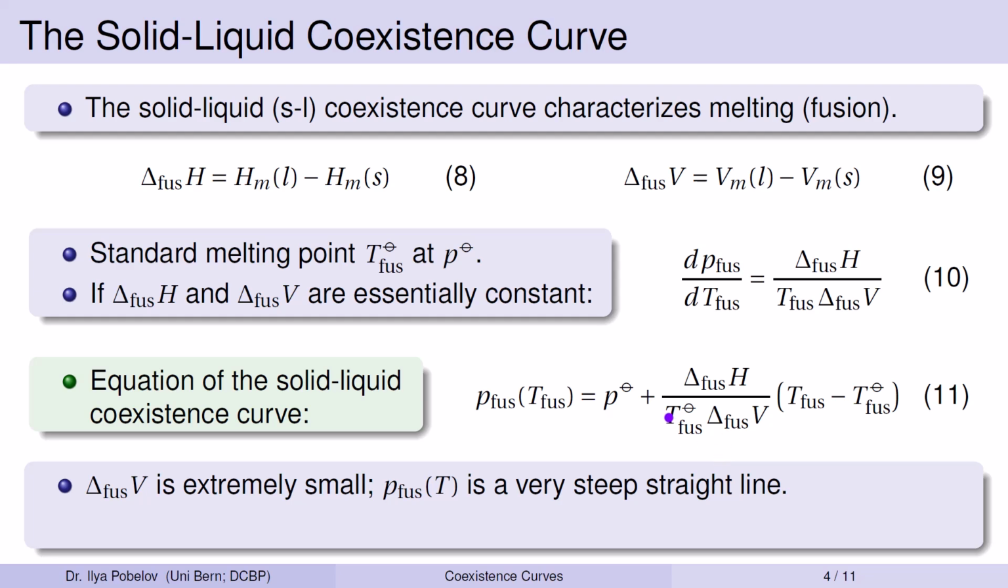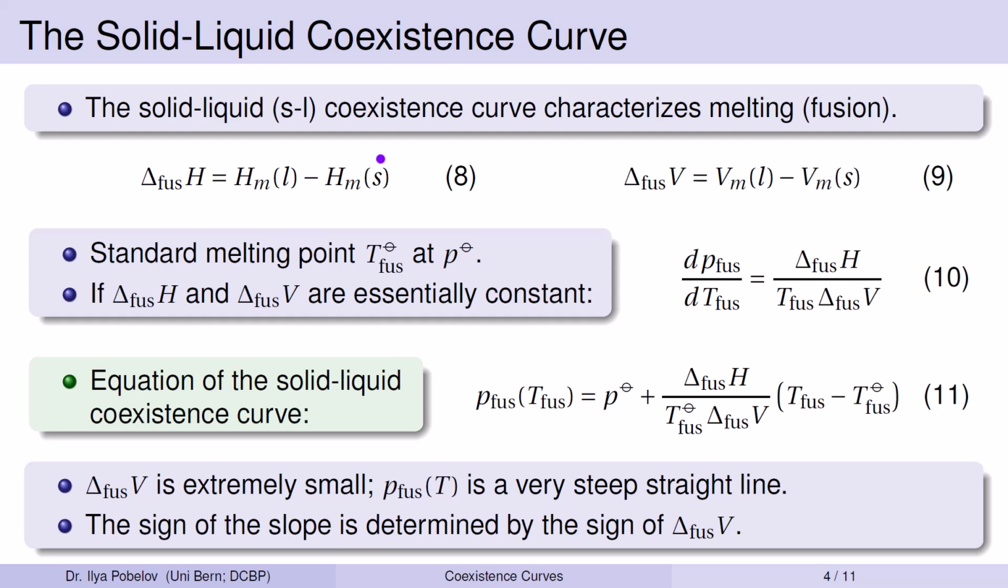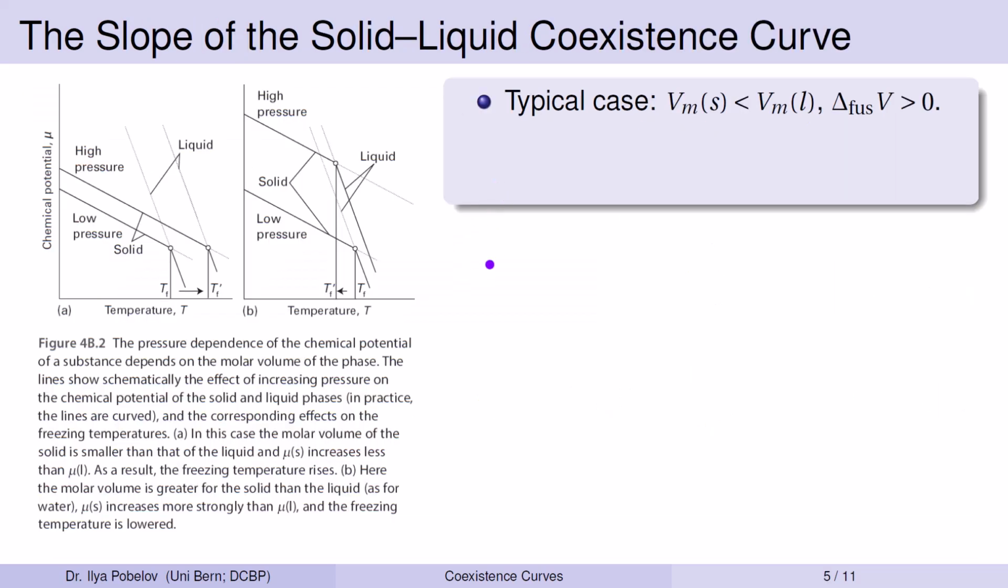This fact was already taken into account in this equation by utilizing the standard value of the melting point instead of the current value in order to simplify the equation. Furthermore, as the enthalpy of fusion is almost always positive, the sign of the slope, or the direction of the solid-liquid coexistence curve, is basically determined by the sign of the change in molar volume. The direction of the solid-liquid coexistence curve, or in other words, the pressure dependence of the melting point, is illustrated in this figure.